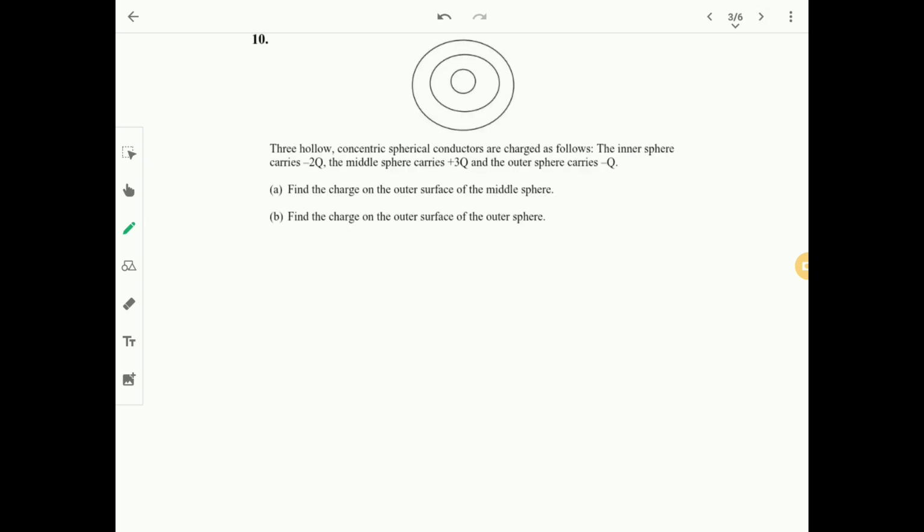Last question for chapter 22 is number 10. We have three hollow concentric spherical conductors. They are charged as follows. The inner one has minus 2q, the middle one has plus 3q, and the outer sphere carries minus q. I'll give you guys a few seconds and you can solve.